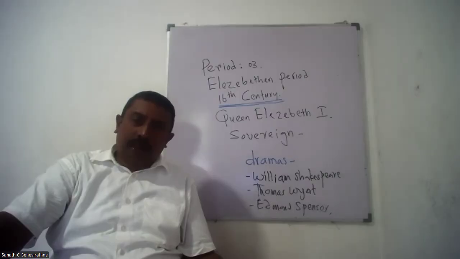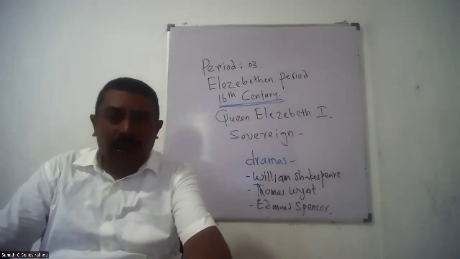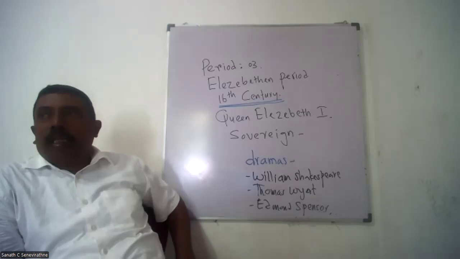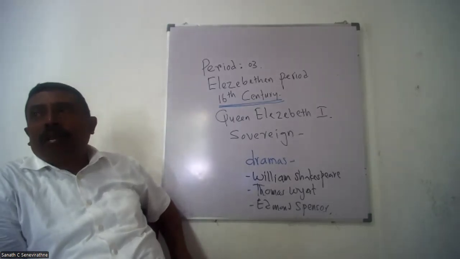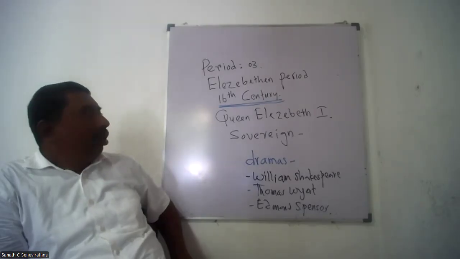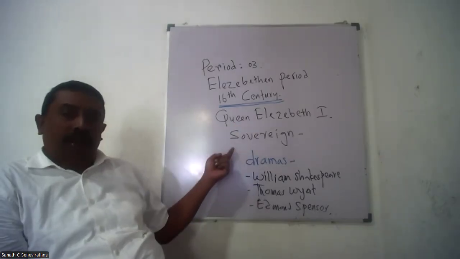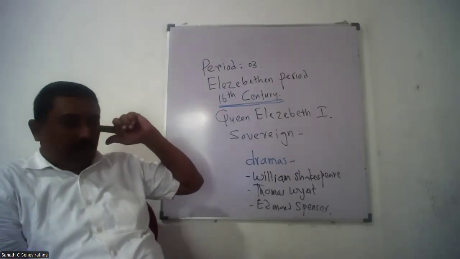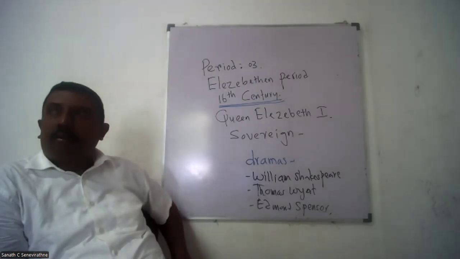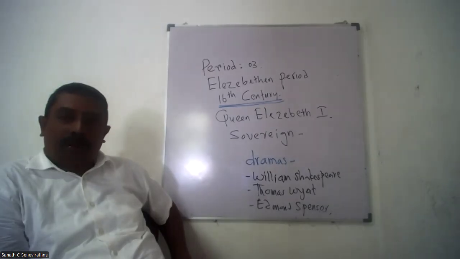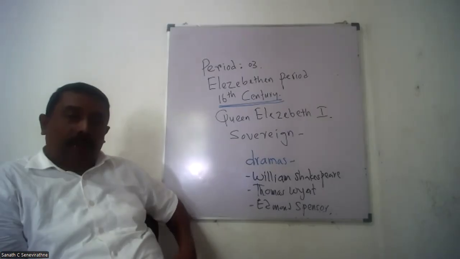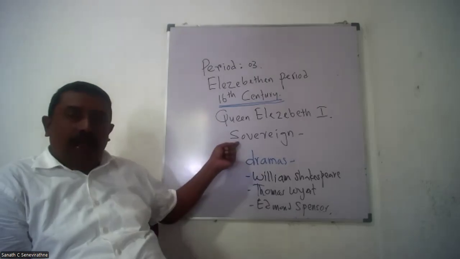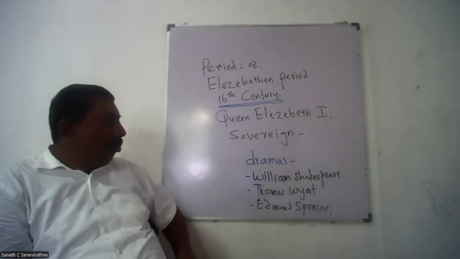This period, era, age, 3 words we use. This period is called Elizabethan period because Queen Elizabeth the First was the sovereign in this period. Right. Sovereign means greater queen, Maharajin.